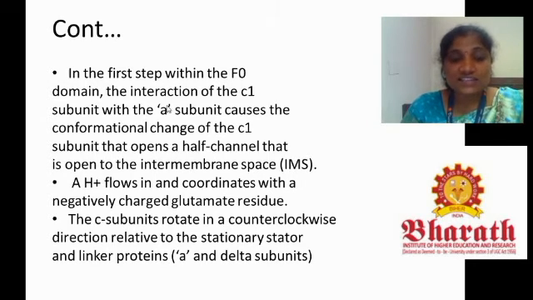Once the channel is open, H+ ions will flow in, and they will coordinate with the negatively charged glutamate residue. So the C subunits rotate in a counterclockwise direction, relative to the stationary stator and linker proteins, that is, the A and delta subunits. Once the H+ ions are flowing across the C subunit, it will start rotating.